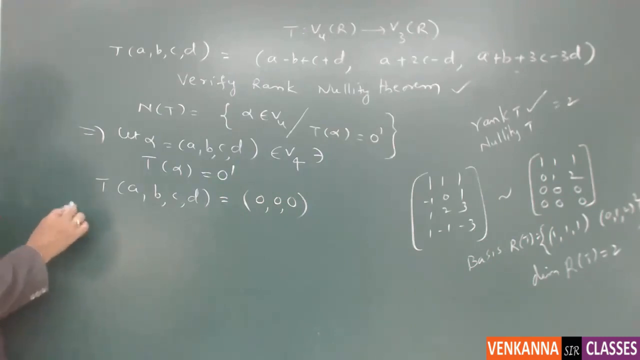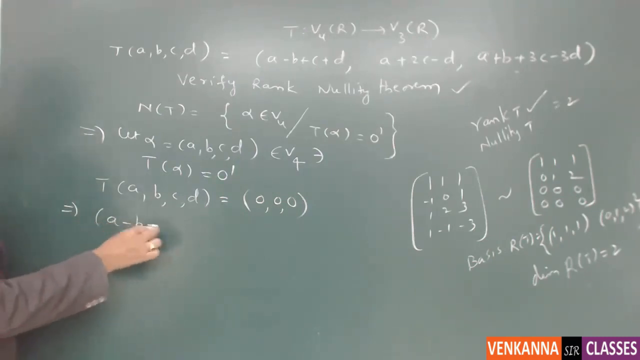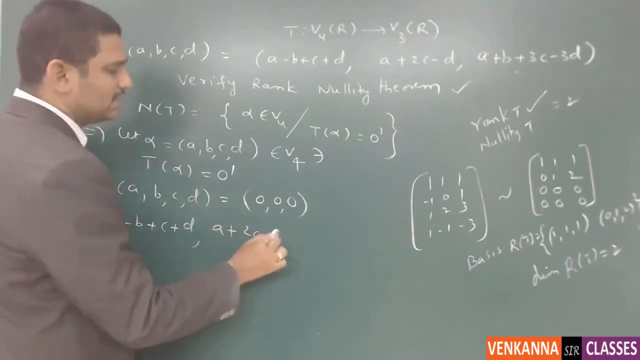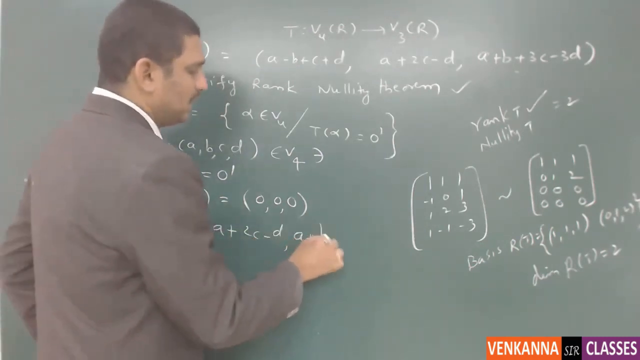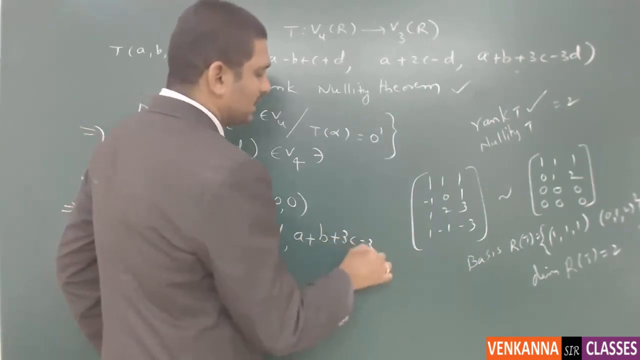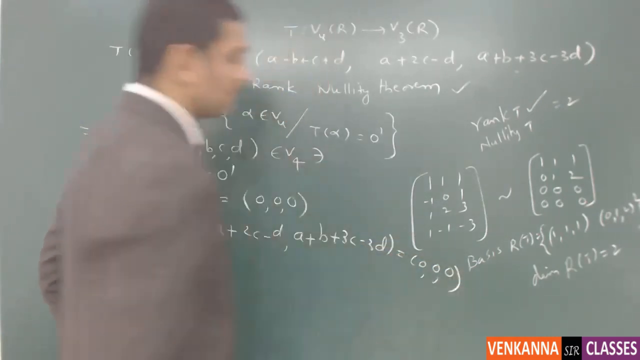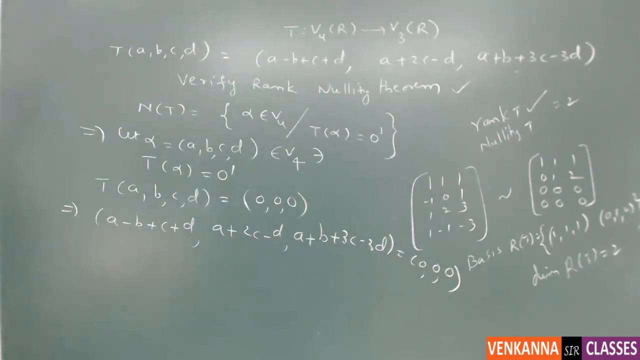Because codomain is a 3-dimensional thing, the 0 vector is nothing but 3 zeros. So if you apply the condition, (a minus b plus c plus d, a plus 2c minus d, a plus b plus 3c minus 3d) equals (0, 0, 0). Now see, by comparing the respective coordinates, you will get a homogeneous system again.